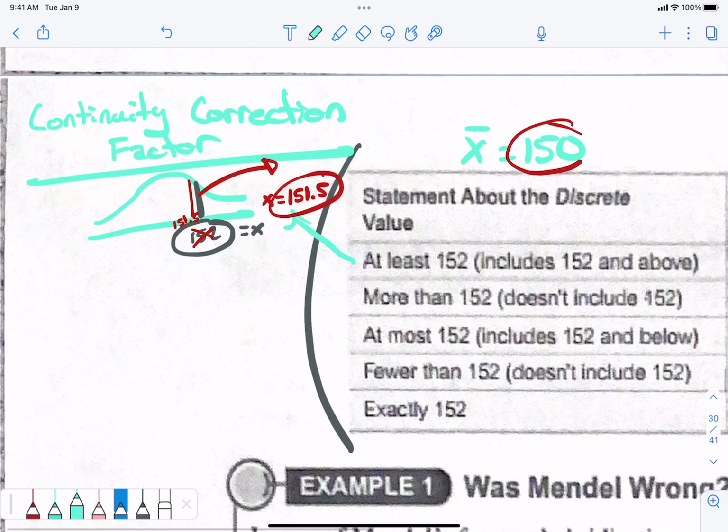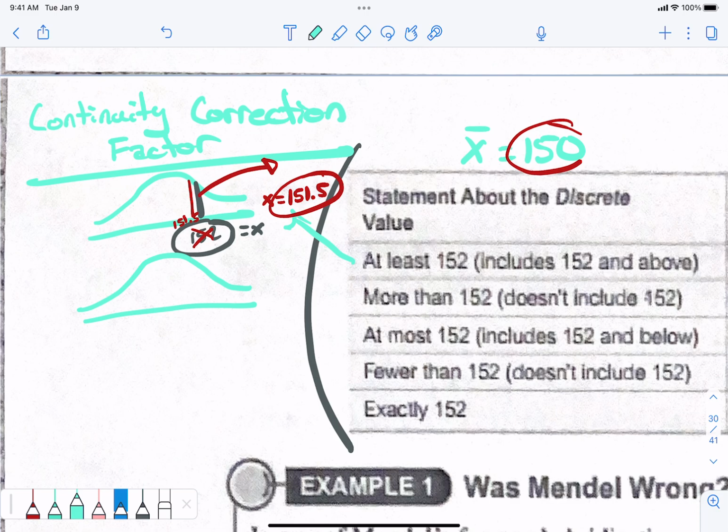Why can't we do 152? Yeah, why? Because we want it to include 152, and if we go from 152 and beyond, it's not inclusive. It's like the open circle thing. It's not including 152 as a value. Does that make sense? Yeah.